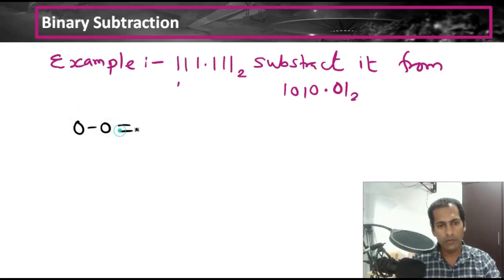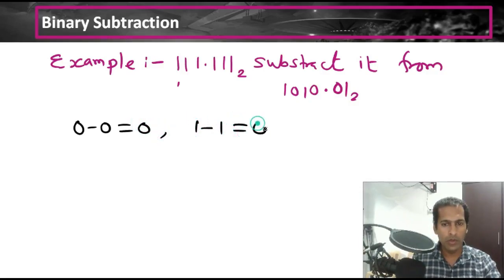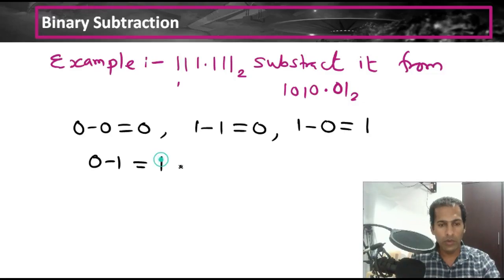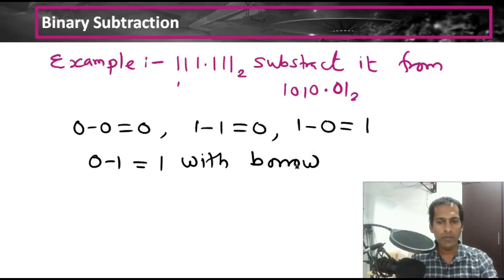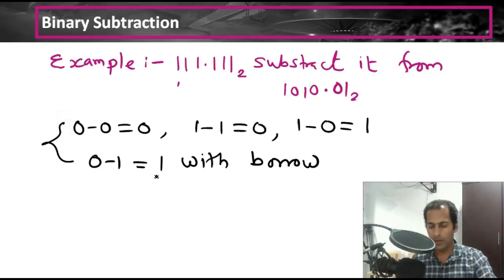0 minus 0, of course, that is 0. 1 minus 1 is also 0. 1 minus 0 is 1. But when we do 0 minus 1, it will be equal to 1 with 1 borrow. Right. Now, by using these rules, we can solve the example.